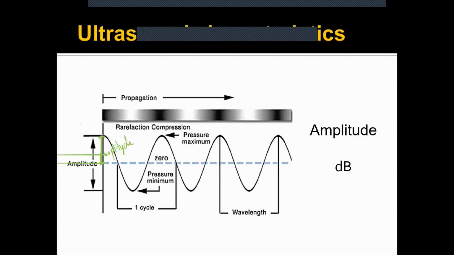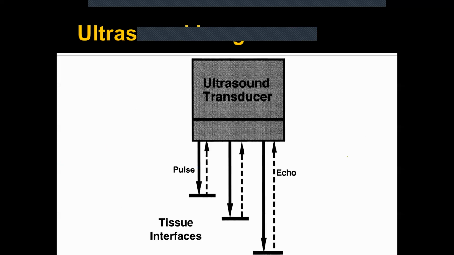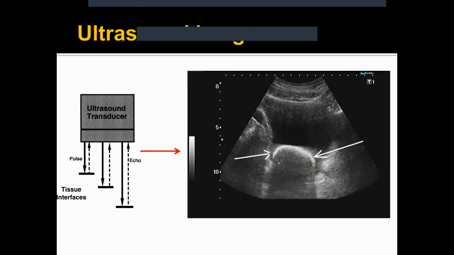This is your amplitude again, which is measured in decibels. And this is the basic principle of ultrasound: you release the sound wave, it hits something over here, and then it bounces back and gets detected. Here is what that looks like in practice. Here you have your transducer. It releases a wave which bounces back and travels back.